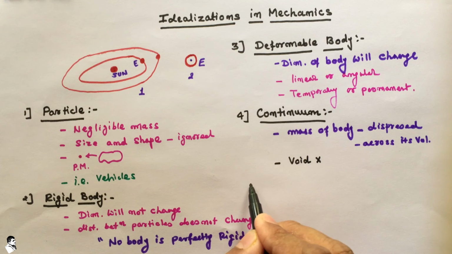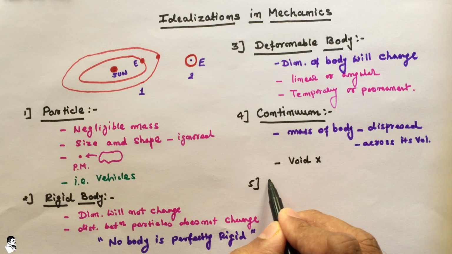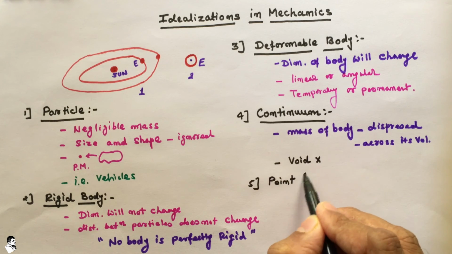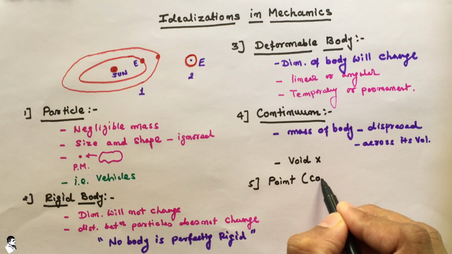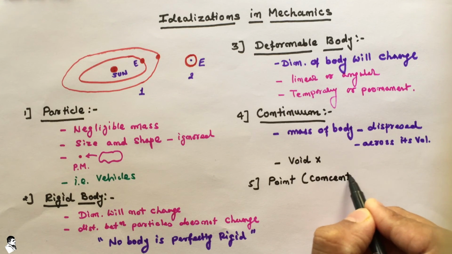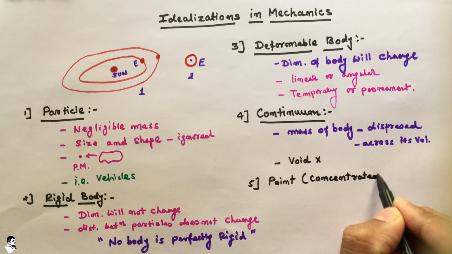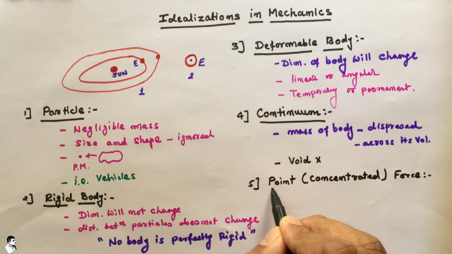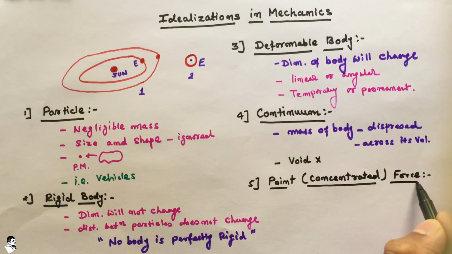Next one is the point force, where the point is generally considered as concentrated. So it is known as a point force. It is a type of application of force. It is an idealized force. We assume that the force is at a particular point.